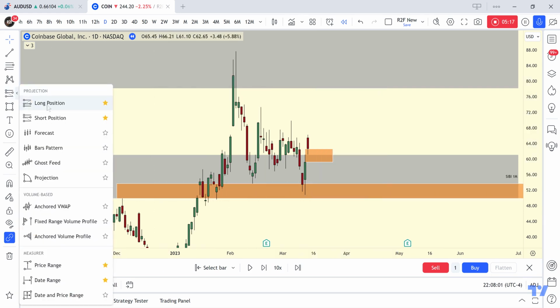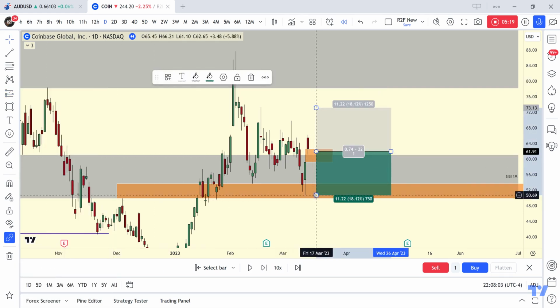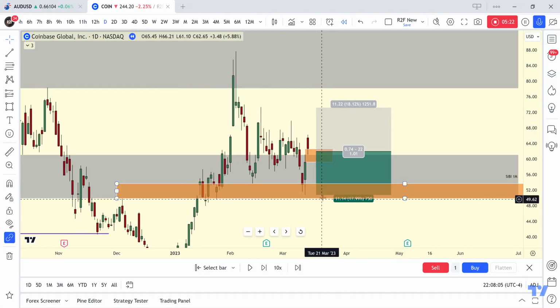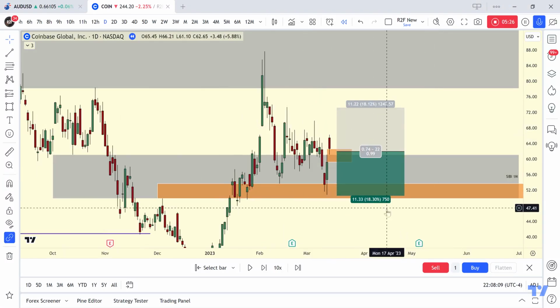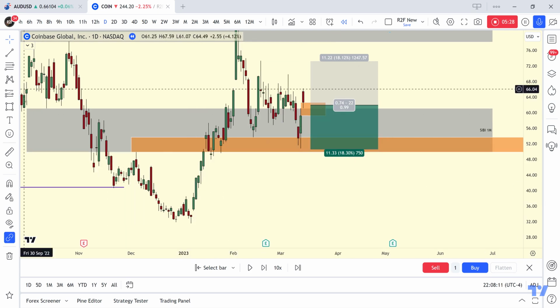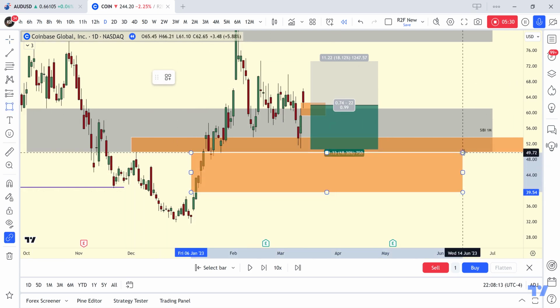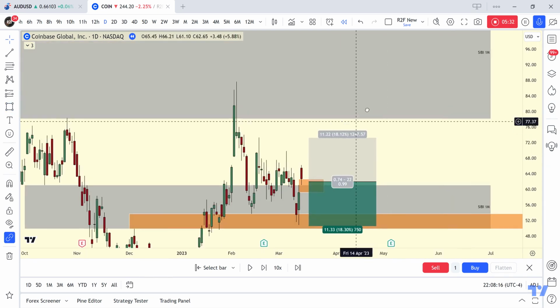Did I choose the wrong one? I'm looking for a long. Okay. Let's put the stop. Yeah, we can try a stop here. If we get stopped out, this whole area would be a point of interest.